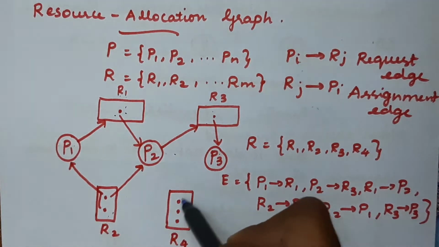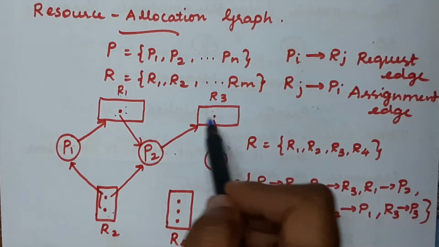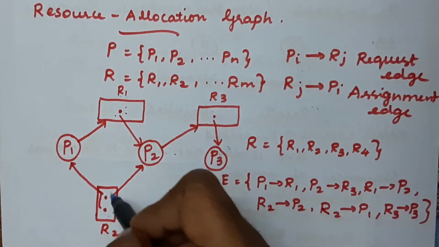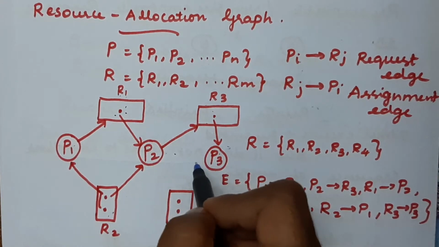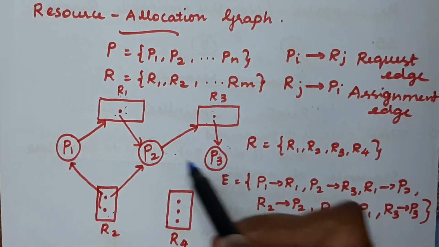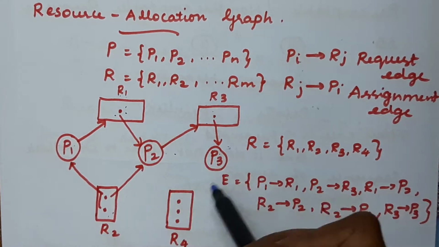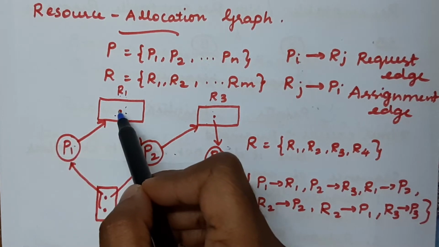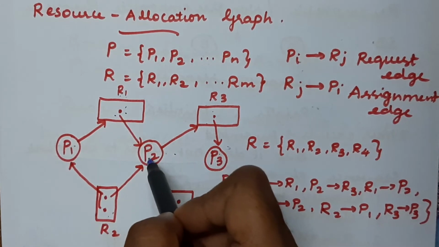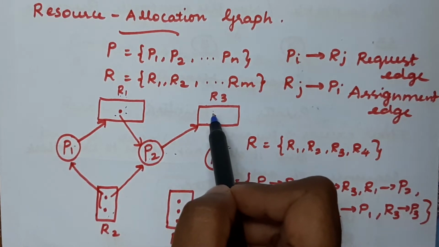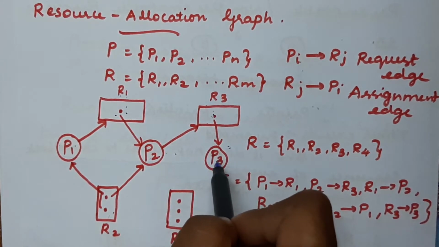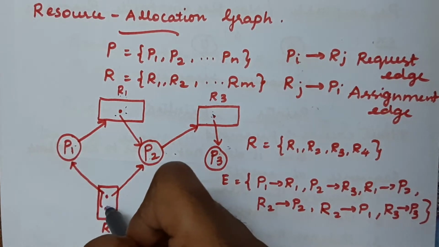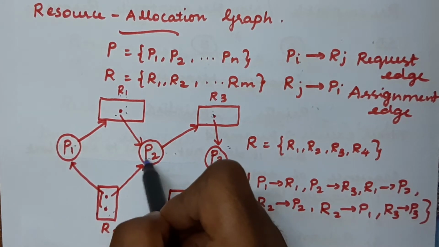We also have resources which have not been allocated or requested by any of the processes. With this graph we can easily check whether we get a deadlock or not. Here we will not get a deadlock because no cycle exists in this graph. P1 is requesting resource R1, but R1 is already allocated to P2. P2 is again requesting R3, and R3 has already been allocated to P3. P1 is allocated resource R2, and R2 has also been given to process P2.